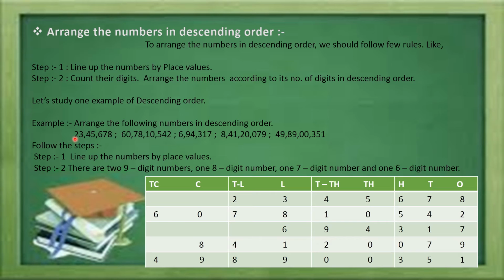To solve this, let us follow our steps. Step 1. First, line up the numbers by their place values. For that, we will again use our Indian place value chart, or we can say the table format. First of all, at the ones period, arrange the first figure's digits, that is 8, 7, 6. 8 comes on the ones place, 7 comes on the tens place, 6 comes on the hundreds place.